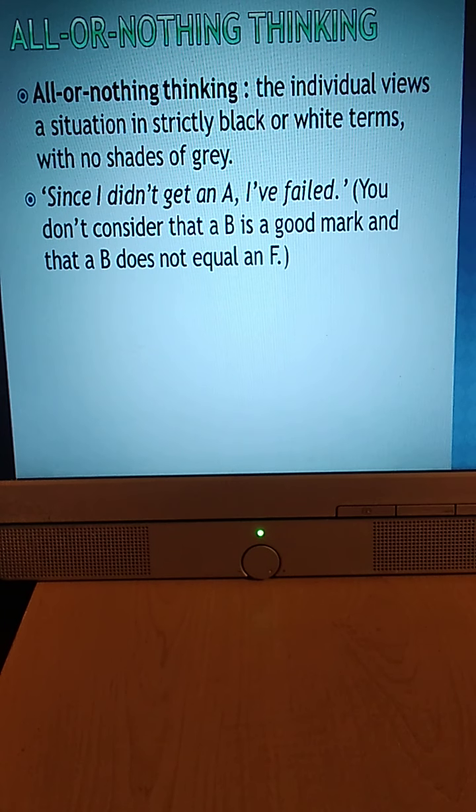Now, we're going to focus on the types of cognitive distortions. The first is all or nothing thinking. This is when the individual views a situation in strictly black or white terms with no shades of gray. For example, since I didn't get an A, I failed. Well, this individual would like to have an A, but received a B. And because they didn't get the A, they think that they failed the test. Well, that's not logical thinking. A B is still a good grade.